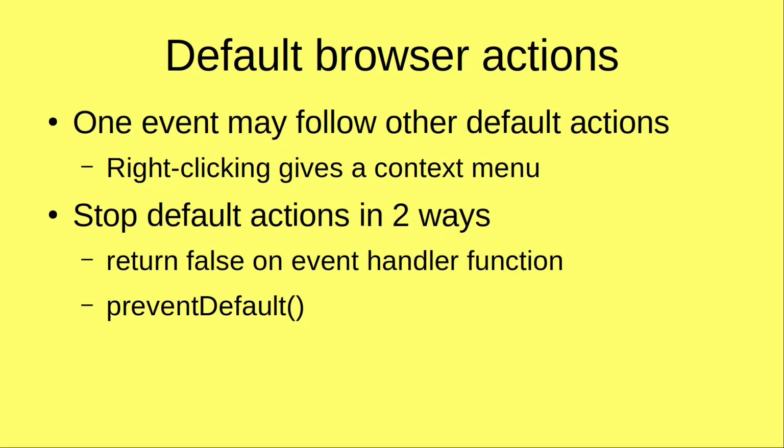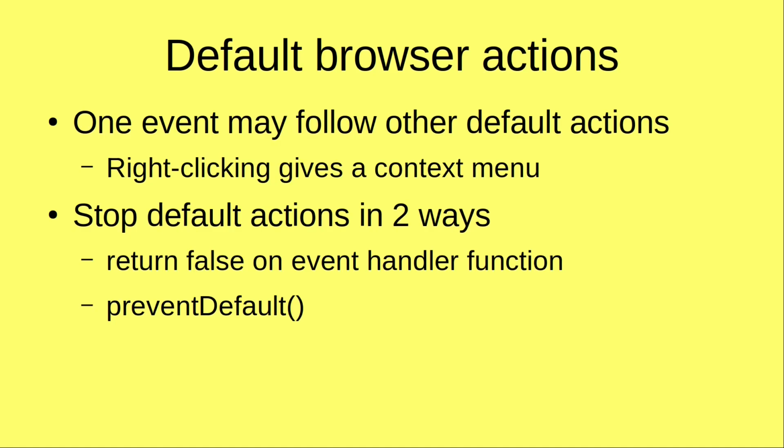In this video, I'm going to discuss the default browser actions. So what does it mean by that? An event may follow other default actions. For example, when we do the right-clicking, we will be able to get a menu called context menu from the action of right-clicking. So it is possible for us to stop these kinds of default actions.